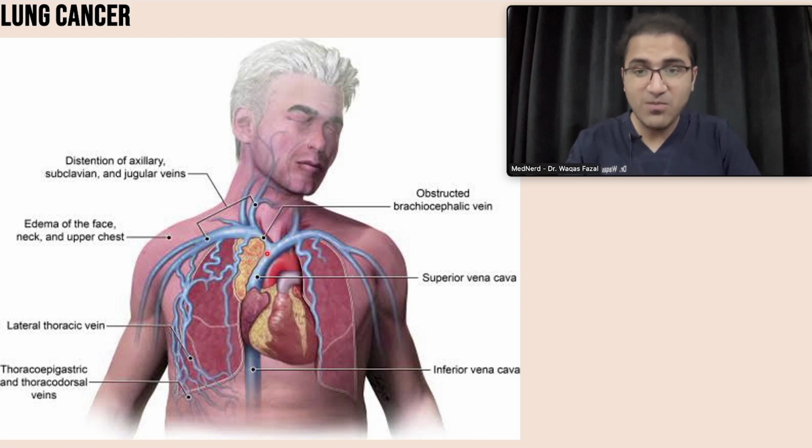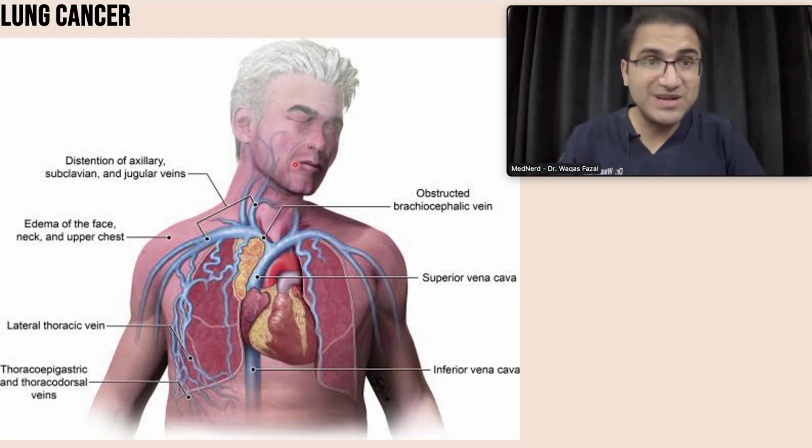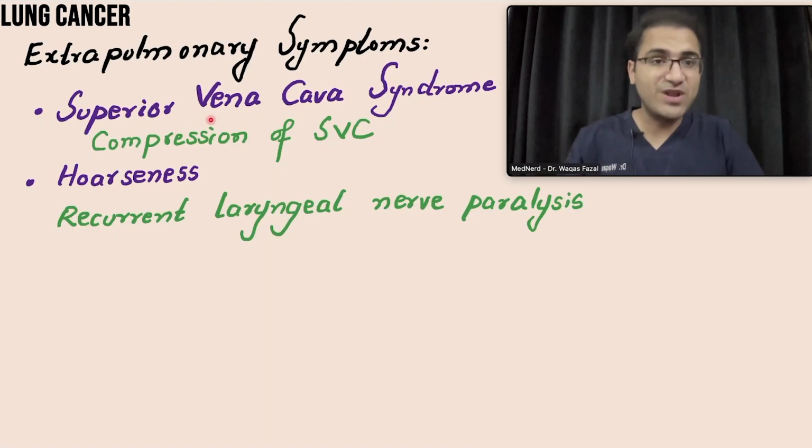Whenever the mass in the upper lobe obstructs the major vessel, the superior vena cava, resulting in poor drainage, there will be edema of the face, there will be dilated veins present on the face, and there will be flushing because the blood is not being drained properly. That is called superior vena cava syndrome.